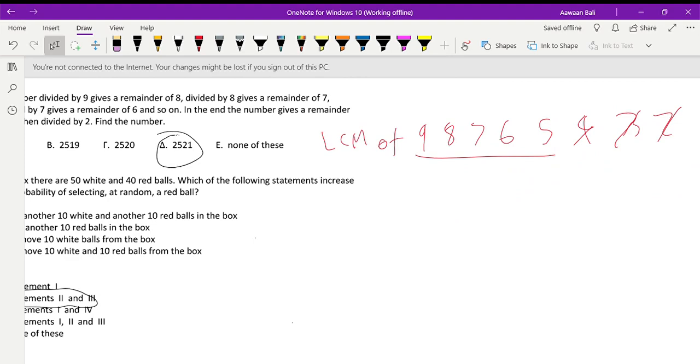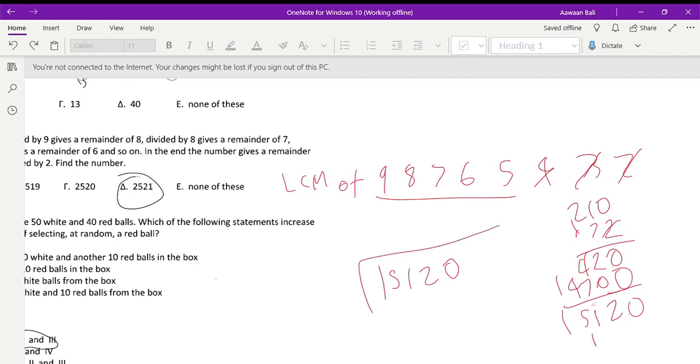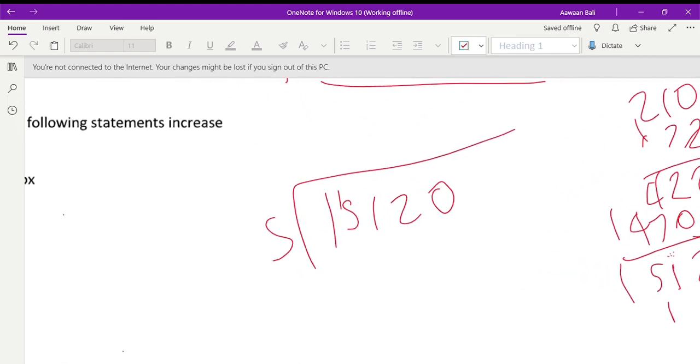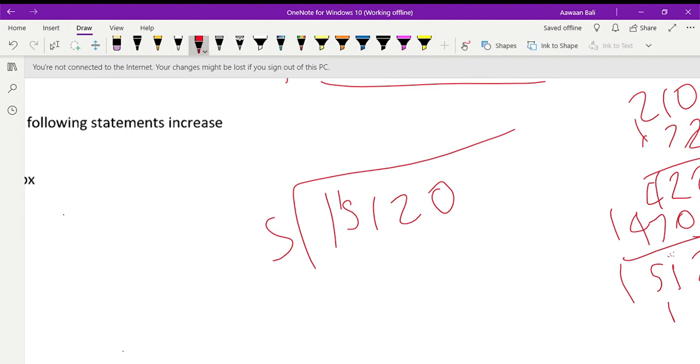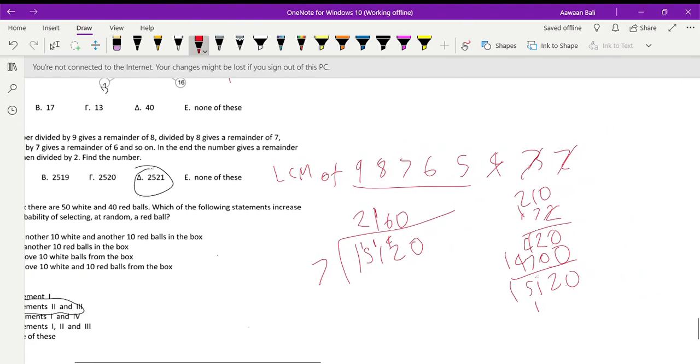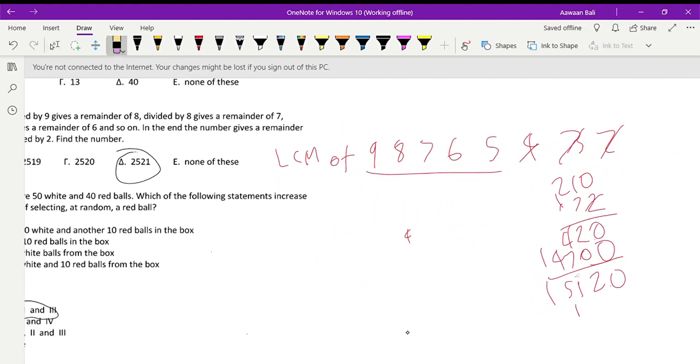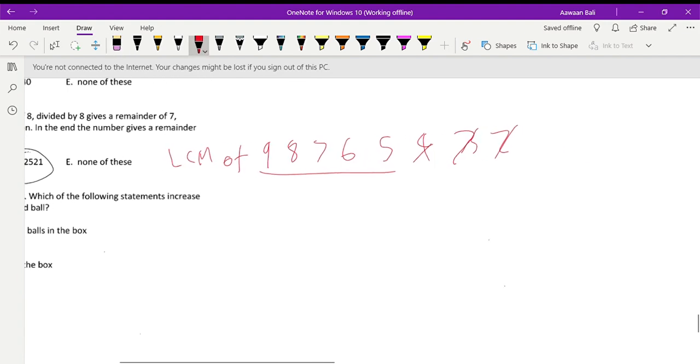Wait, let's just go back there and let's see if we divide this by 5. What do we get? I mean, what would it be? Yeah, sorry, 7. 2160. You know what? Stop. Let's stop with that and we can just find the LCM with these.